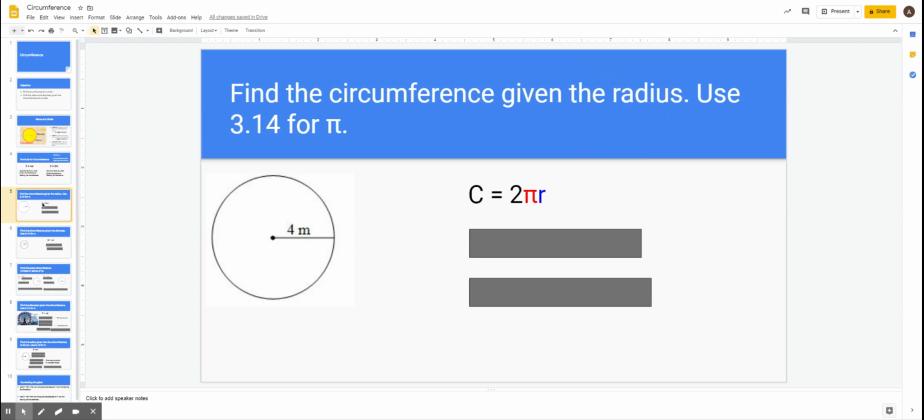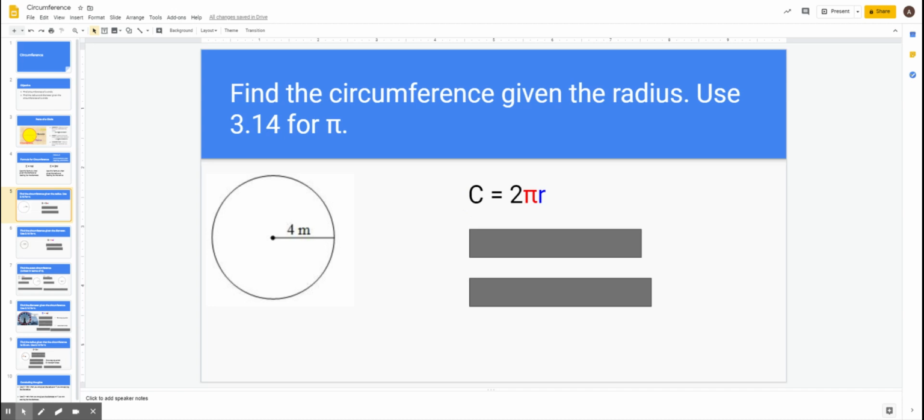Alright, so it says find the circumference given the radius, use 3.14 for pi. So here we have a circle. We have a line from the center out, which means that is the radius. So the formula that we will use is c equals 2 pi r. We're not using c equals pi times diameter because we're given the radius here.